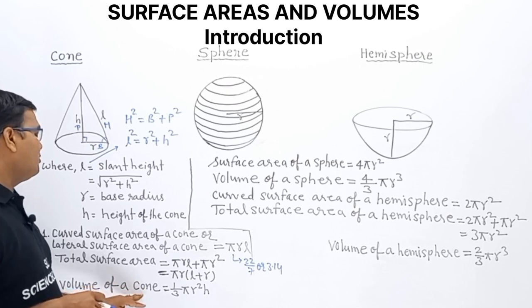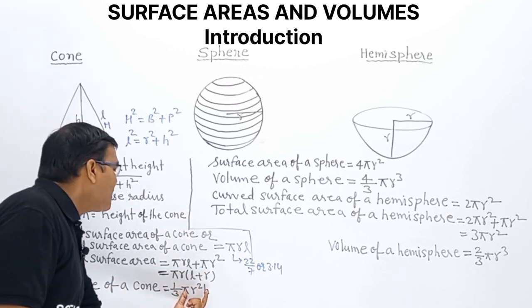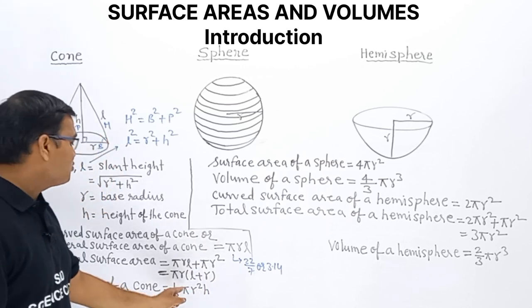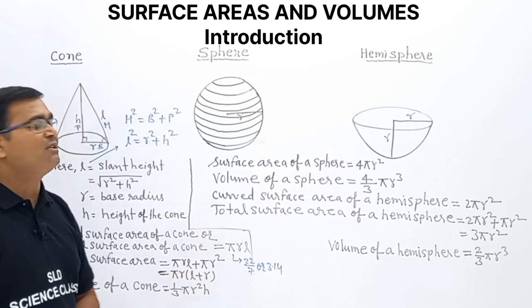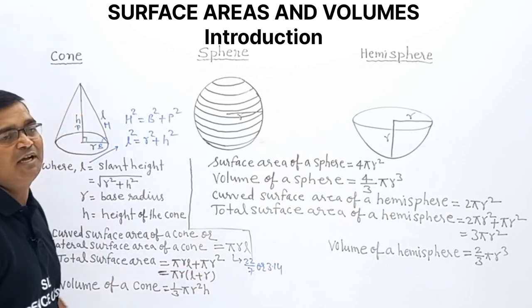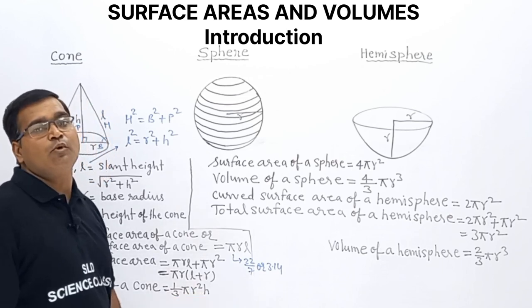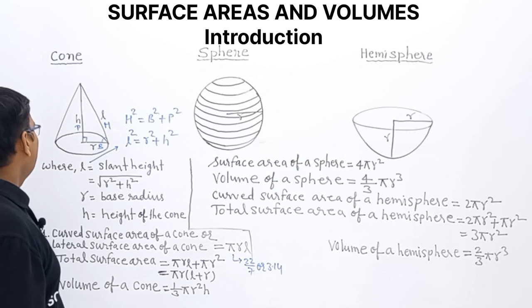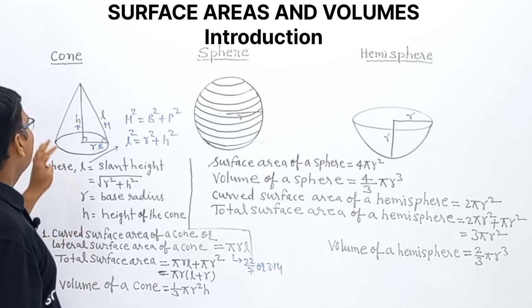Volume of a cone will be 1/3 of the volume of a cylinder. This is pi r square h, the volume of a cylinder. So 1/3 of pi r square h, 1/3 of the volume of a cylinder, will be what? Volume of a cone. R is the radius, base radius, and h is the height of a cone. So these three formulas we will use in a cone.